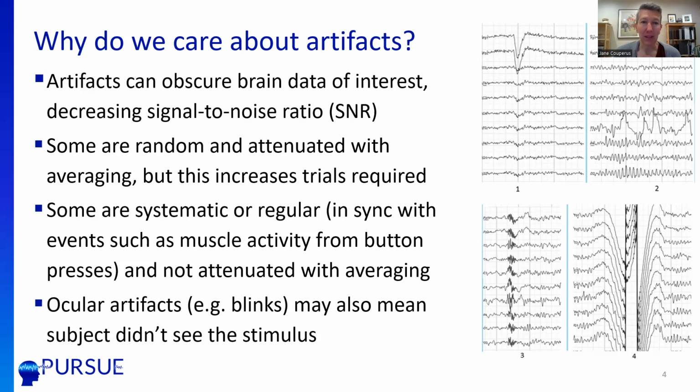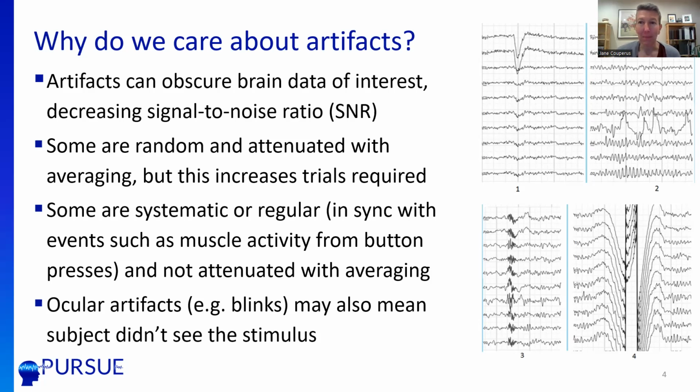We can do some of this through our averaging process because some of this noise is random. And so as we average, that randomness gets averaged out and it attenuates it. But that doesn't do all of it because some of it is systematic or regular. So for example, if we blink our eyes every time we hit a button, that's going to be in sync with our stimulus presentation. It's not going to get averaged out.